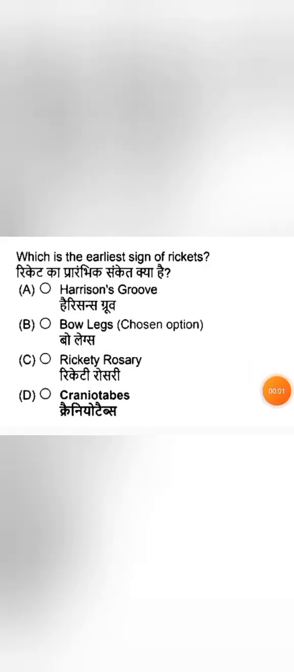The next question, which is the earliest sign of rickets? Options. Option A, Harrison groove. Option B, bow legs. Option C, rickety rosary. Option D, craniotabes. Our question, earliest sign of rickets. Among these options, option D, craniotabes is the correct answer. Craniotabes means excessive softening or thinning of the skull bone. That is one of the earliest signs of rickets. Option D is the correct answer.